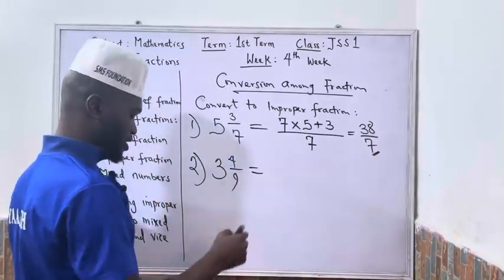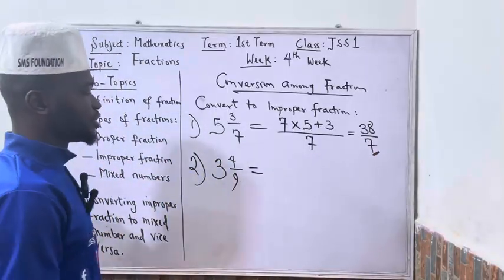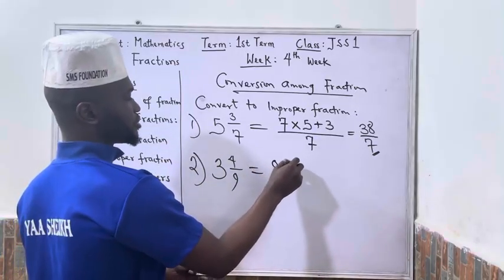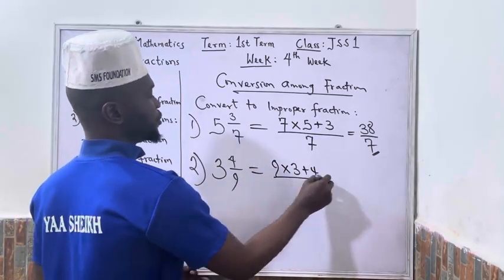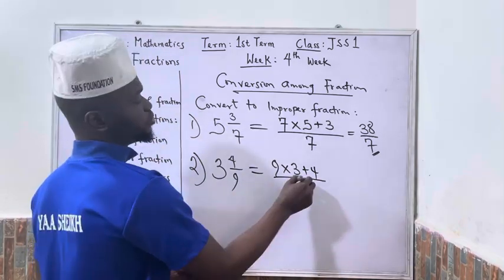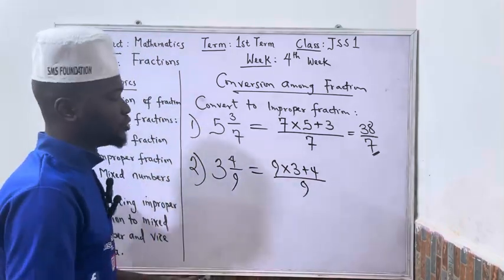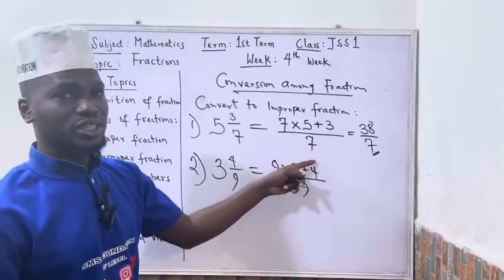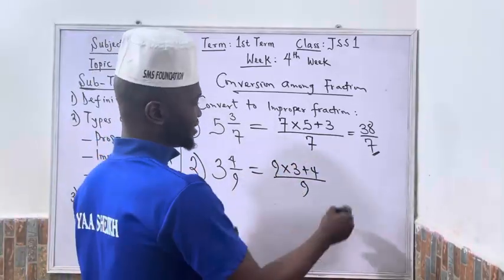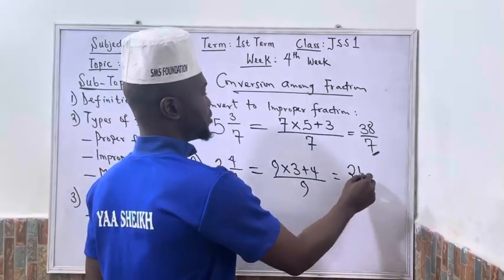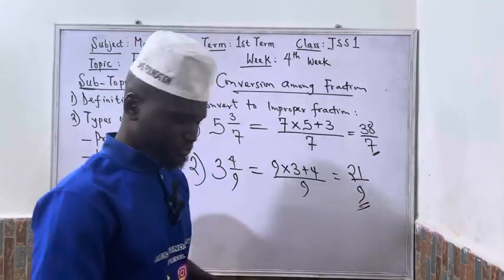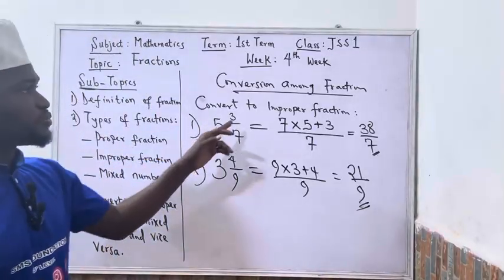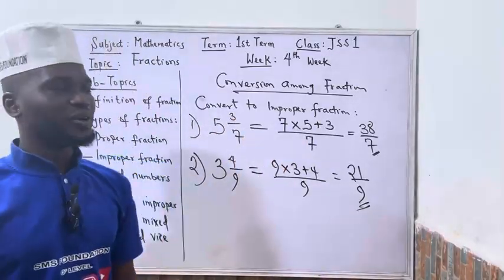Good. Let's see another one. The second one is 9 times 3 plus 4. So I'll do 9 times 3 plus 4 divided by the denominator. You must not change the denominator. Good. 9 times 3 is 27. 27 plus 4 will give me 31. So that will be 31 over 9. So you can see how simple converting a fraction from mixed fraction to improper can be.